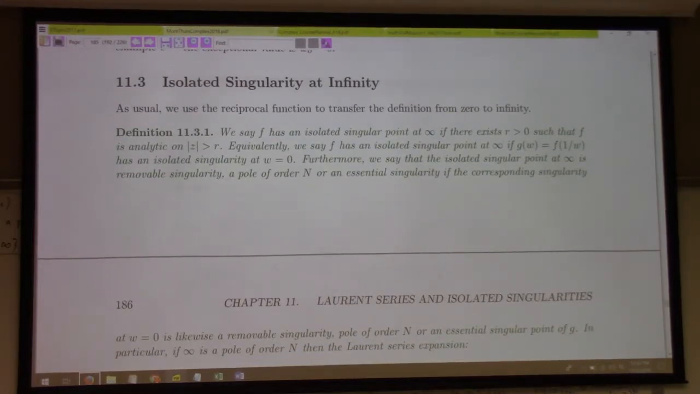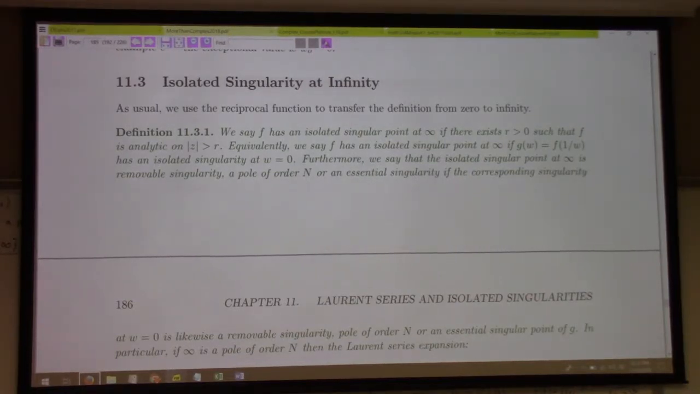So then we should talk about isolated singularities at infinity. If f has an isolated singular point at infinity, what does that mean? That means that the reciprocal function, g of w equals f of 1 over w, has an isolated singularity at w equals 0. Furthermore, we say that an isolated singular point at infinity is a removable singularity, a pole of order n, or an essential singularity if the corresponding reciprocal g has likewise a removable singularity, a pole of order n, or an essential singularity. All right?